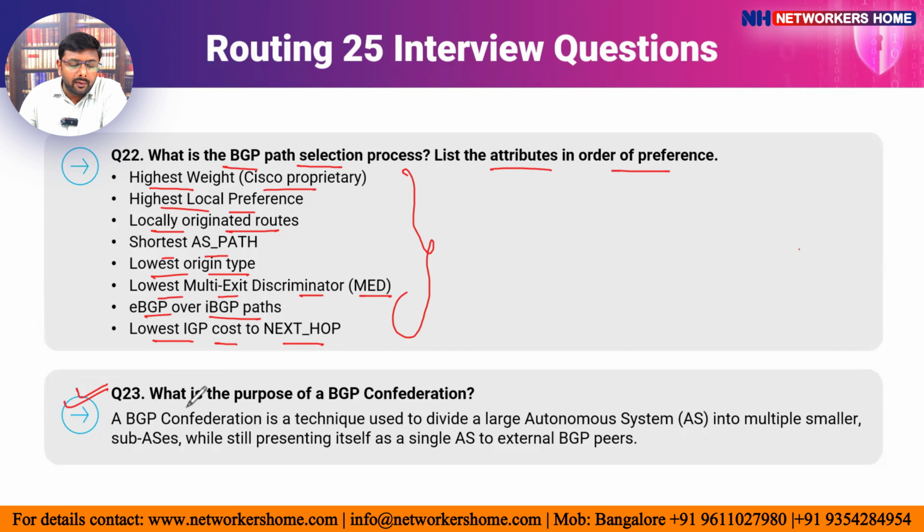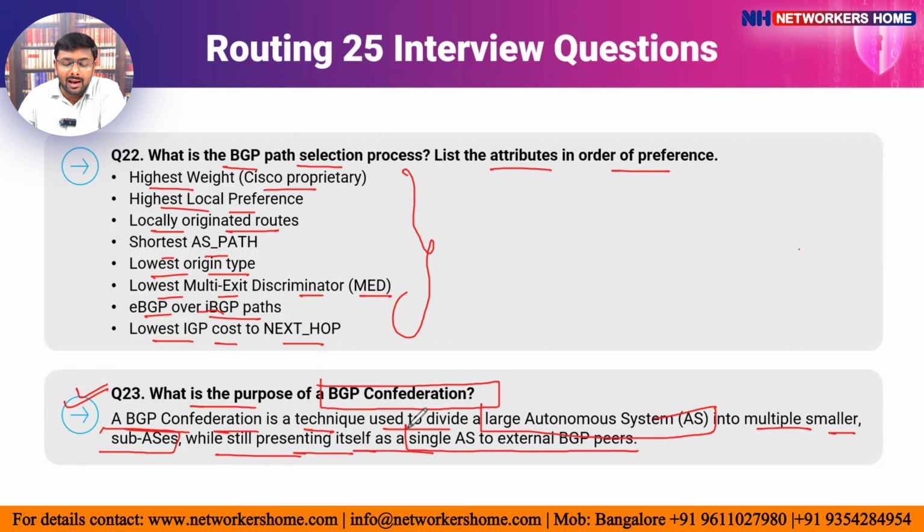Now the 23rd question: what is the purpose of a BGP confederation? Why do we have this BGP confederation? A BGP confederation is a technique used to divide a large autonomous system into multiple smaller sub-autonomous systems. So we are dividing a large autonomous system into smaller sub-autonomous systems, while still presenting itself as a single autonomous system to BGP peers.